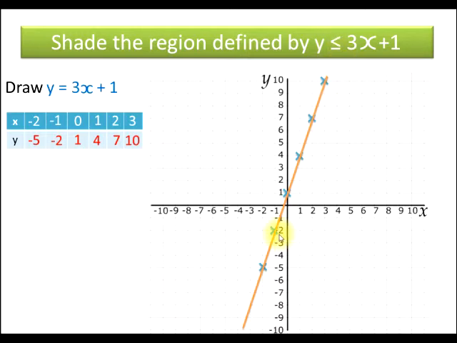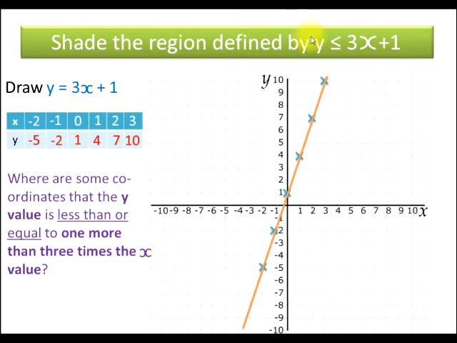And this is hard. Where are the y coordinates less than or equal to 3 times the x plus 1? Or in other words, where's the y coordinate less than or equal to 3 times the x coordinate plus 1? So I'm literally going to try this number here and ask myself this question. Is the y coordinate less than or equal to 3 times that one plus 1? So 3 times 2 is 6, plus 1 is 7. Is 1 less than 7?